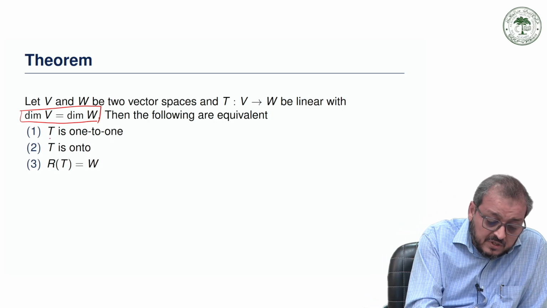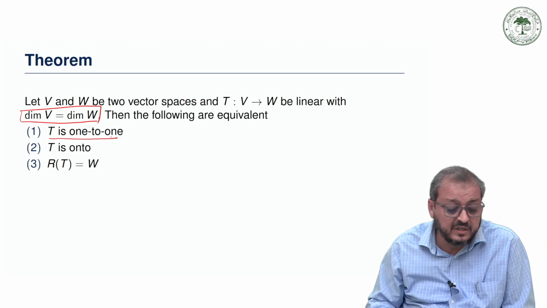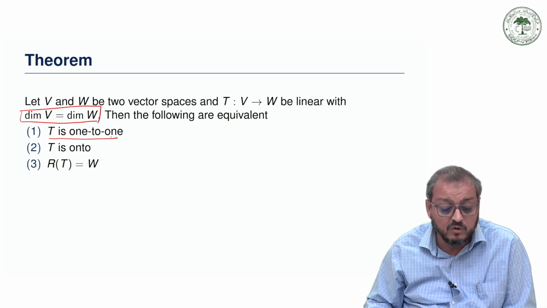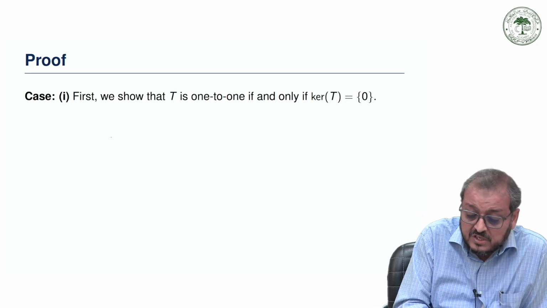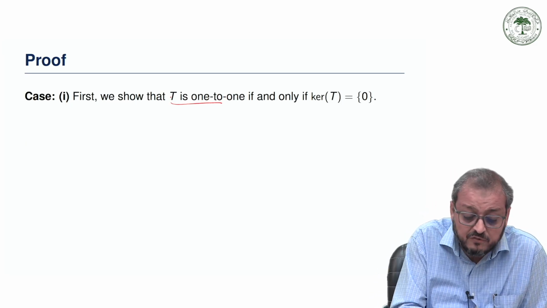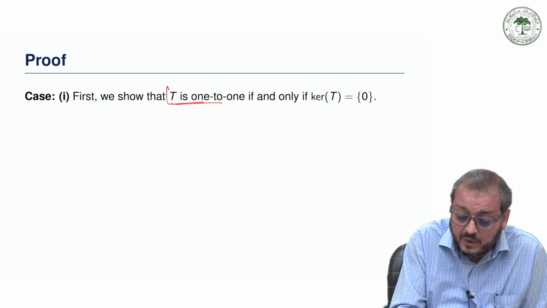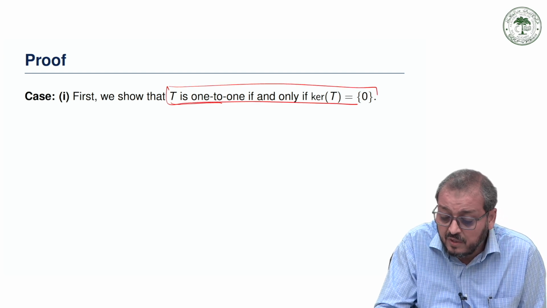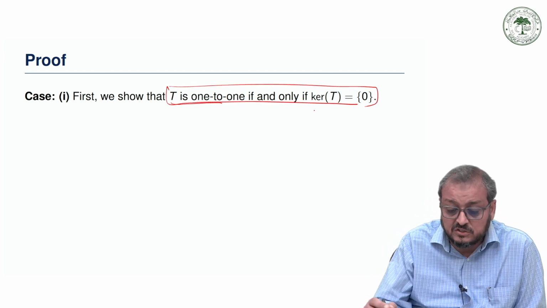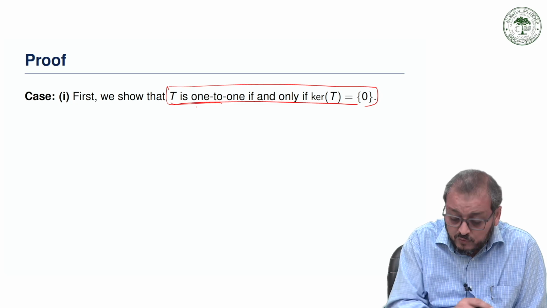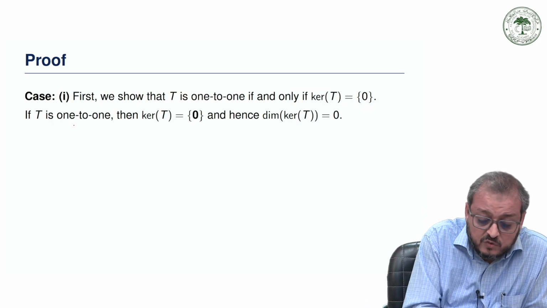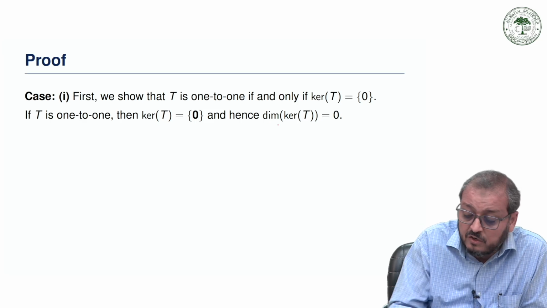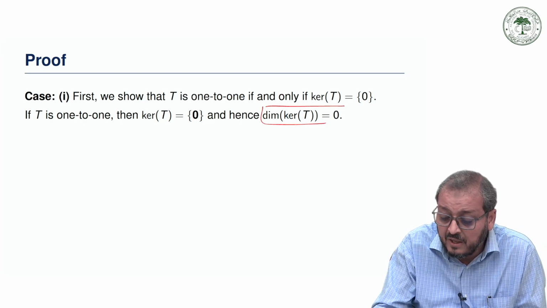So, we start from T is 1-1. Now, we have two cases. If T is 1-1, then we know the result that T is 1-1 if and only if the kernel of T is equal to 0. So, we have to show that clearly T is onto. We just said that if T is 1-1, then the dimension of the kernel of T is equal to 0.